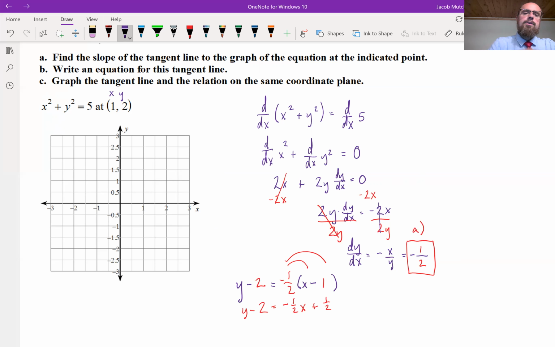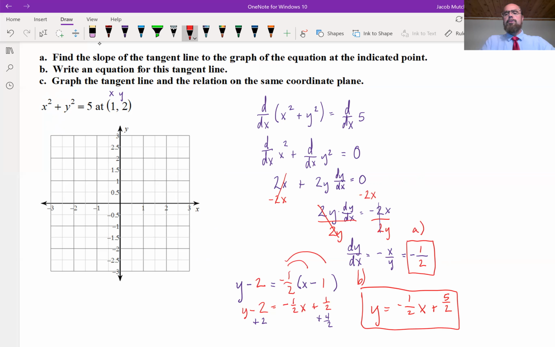And then to get it into the mx plus b slope-intercept form, I'll add 2, and I'm going to call that 4 over 2 so I can combine it with that half, and that gives me this equation. y equals -1/2 x plus 5/2, or 2.5. And that is complete now for part B.